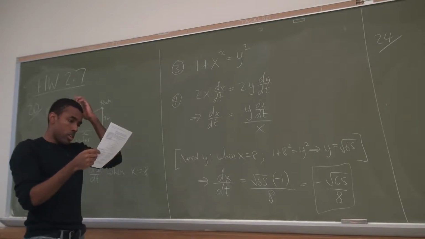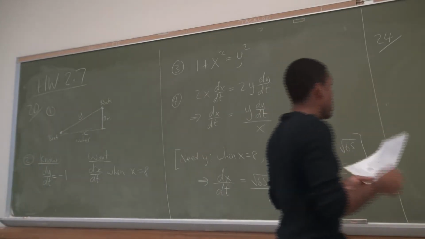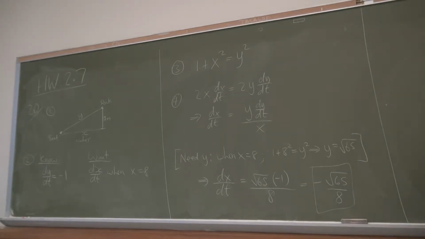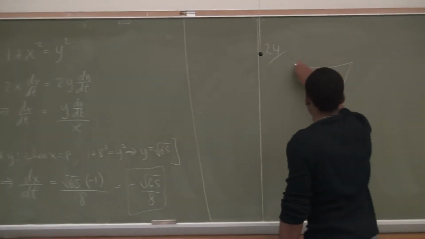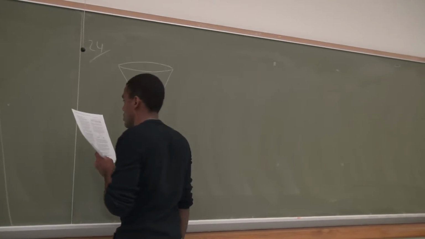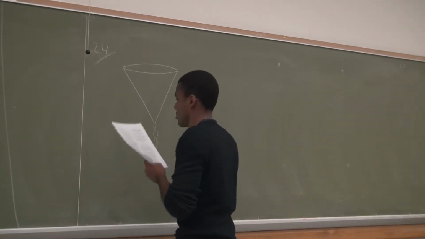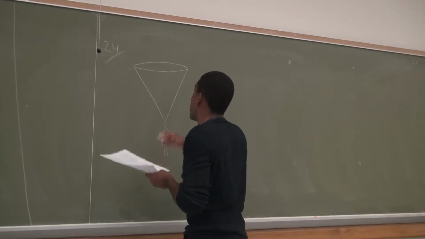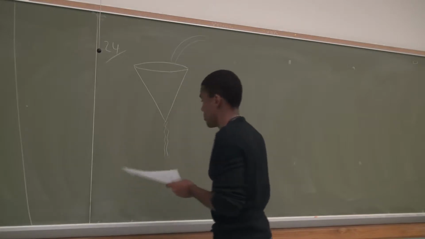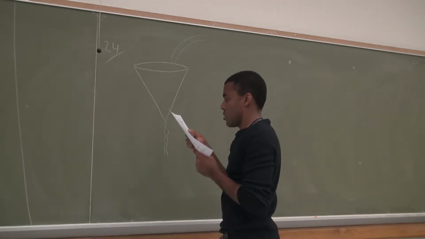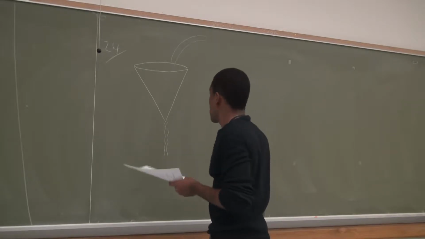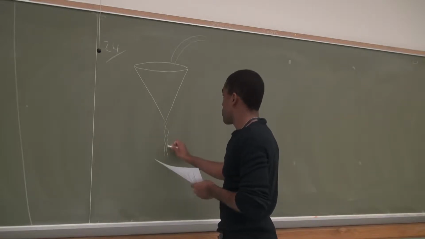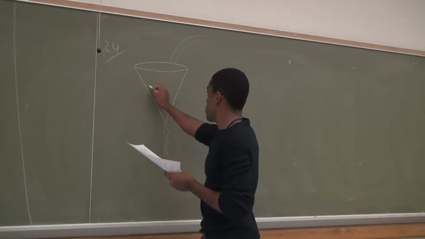Water is leaking out of an inverted conical tank. So the water is leaking out. It's also being pumped into the tank. Okay, so that's our diagram basically.